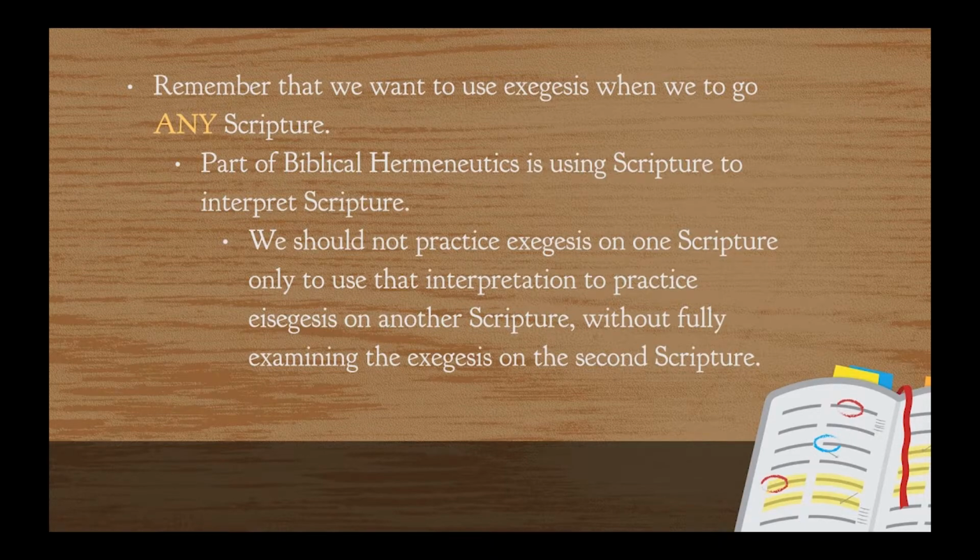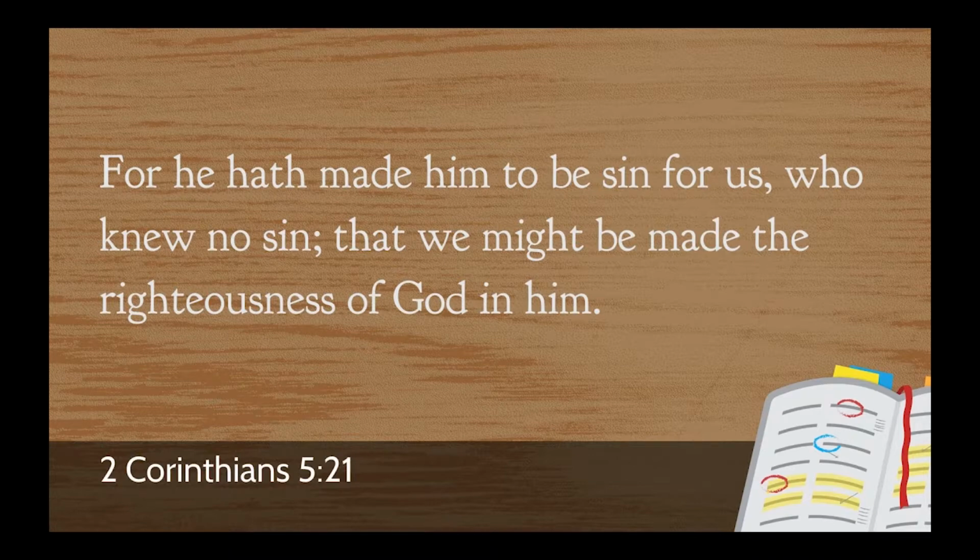If you interpret Scripture A and you think you got its interpretation, don't go to Scripture B and force that interpretation on Scripture B. That's eisegesis. That's forcing your idea of what Scripture B should say based on your interpretation of Scripture A. Instead, every time you approach any Scripture, whether it be A or B, use exegesis to say, let me try and interpret what God is trying to say to me. If it turns out that your interpretation of Scripture A and your interpretation of Scripture B contradict each other, well, don't panic. It simply means you've probably interpreted one or both of them incorrectly. Go back and try again.